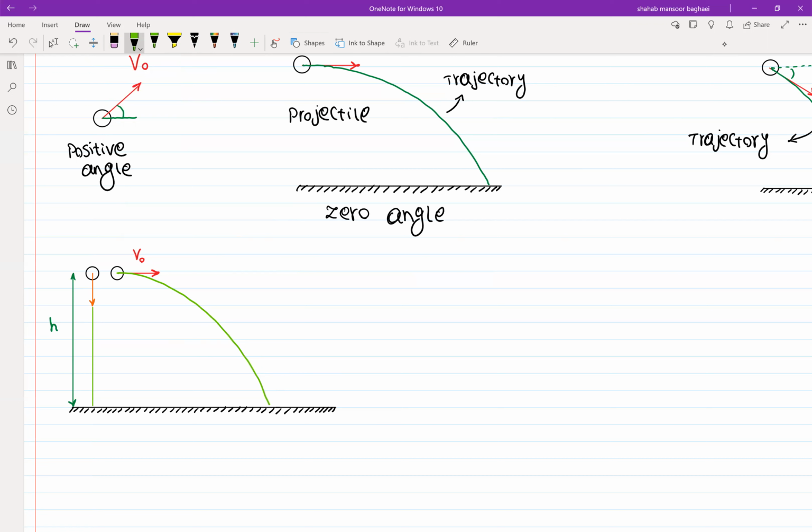I'll tell you why. Because look at the first figure. First object here, object number 1. And this is object number 2. Object number 1, you know, that's a falling object and it has gravity.